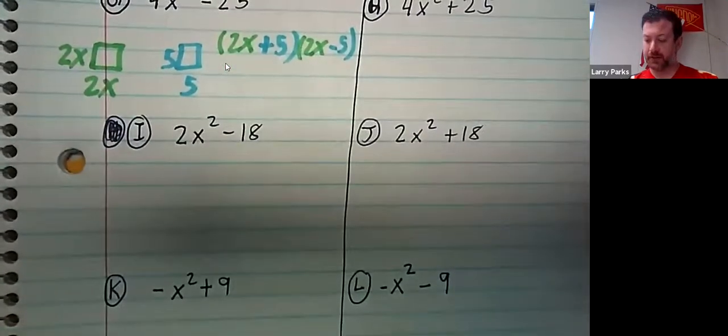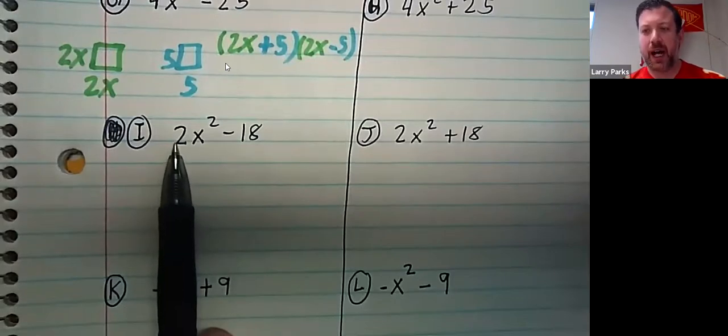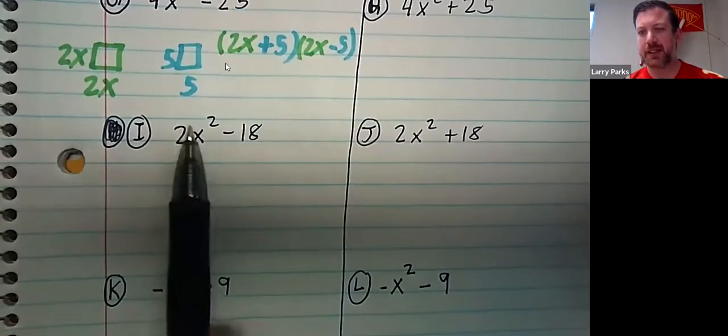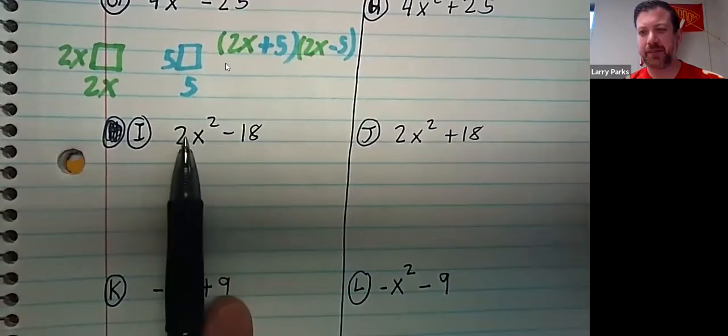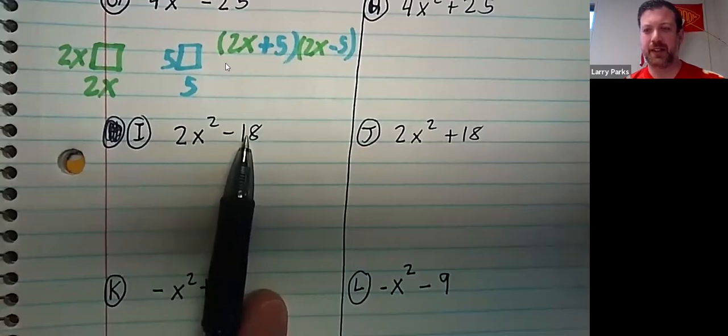Let's do the next one. Perfect square of 2x squared. How do you make a perfect square out of 2? The only way to get 2 is 1 times 2. That would be a rectangle. So this one is not a perfect square. 18 also is not a perfect square. Only options are 2 and 9, 3 and 6. You could technically use square roots, but we're not going to yet.